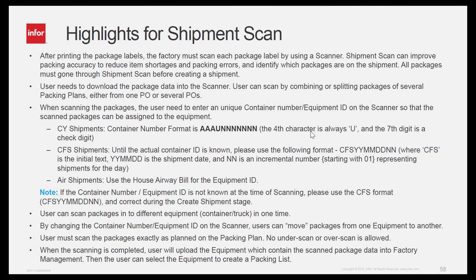The highlights page for your shipment scan will be found on page 58 of your factory management training manual. Shipment scan takes place after you print your labels, apply them to your packages, and then start the scanning process. The user will need to download the package data into the scanner. That will be done through our print scan ship module.